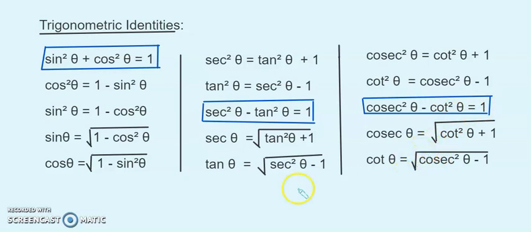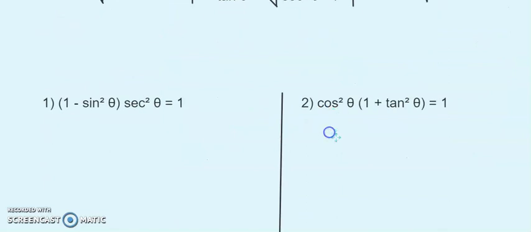Right? But the major important identities are sine square theta plus cos square theta equals 1, sec square theta equals 1 plus tan square theta, and cosec square theta is 1 plus cot square theta. These are the three important identities through which you can get the other four, as I already showed. Now let's use these identities to solve simple identity based questions.